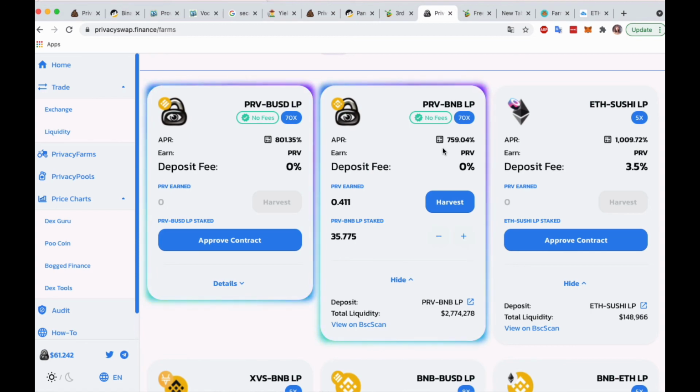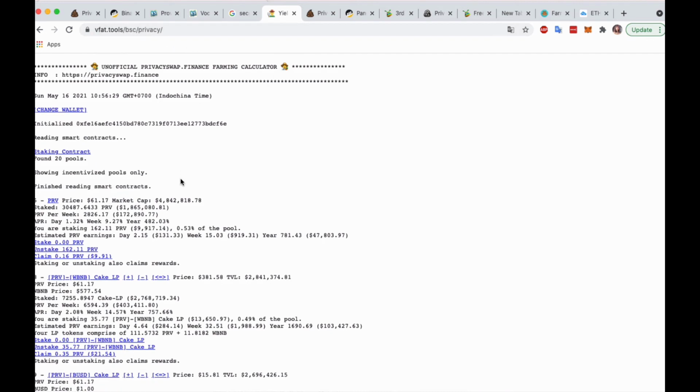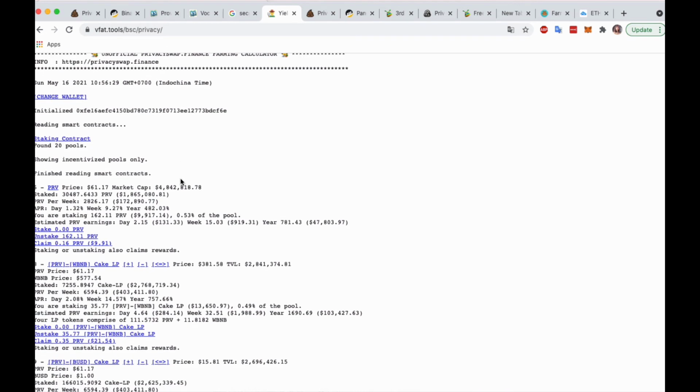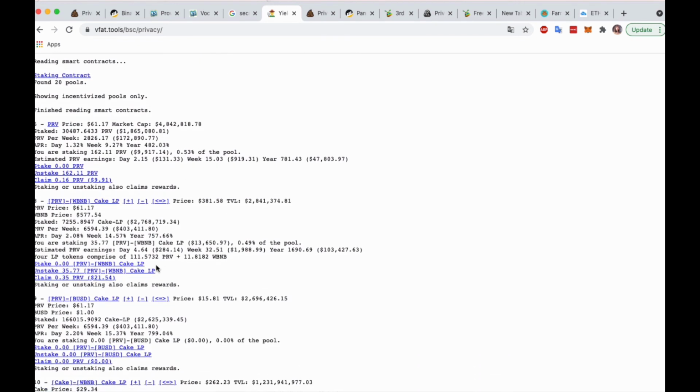And the other good thing about the native farms is that it helps you to retain as much PRV as possible. And in case you didn't know, you can actually do, on this site, vfat.tools/bsc/privacy, and that can help you assess how much you'll be gaining per day and how much of underlying PRV you have left in that farm. So I can see that in the farm I have 111, and inside the pools I have 162.